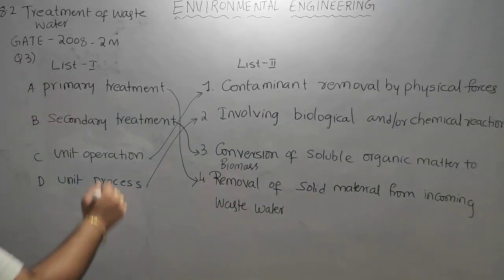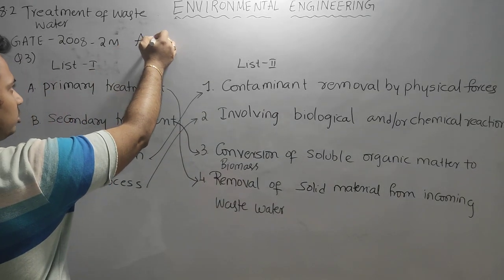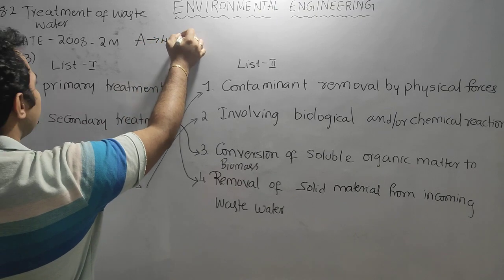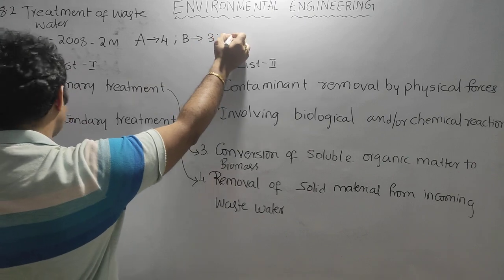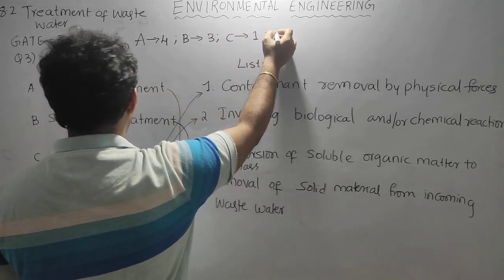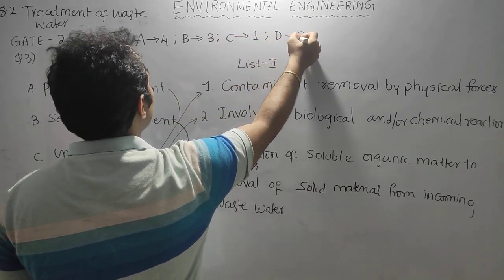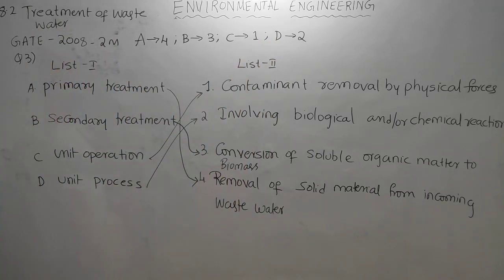So option A is going to 4, B is 3, C is 1 and D is 2. So 4 3 1 2 is the answer, option A is the answer. Okay, that is the answer for the third question. So let us go to the fourth question.